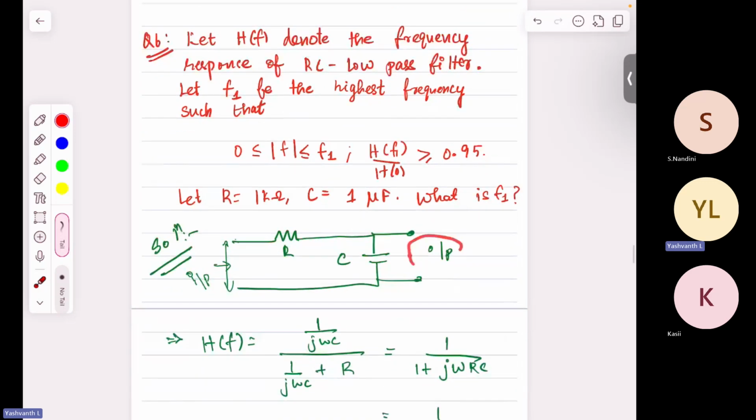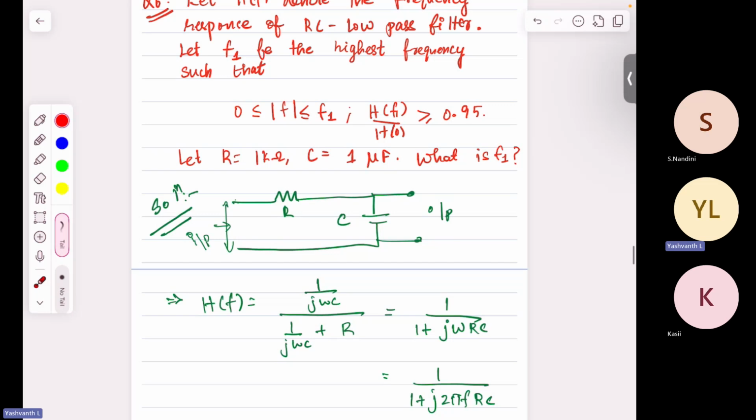Now I know what the output H of f is. When you take the output here, it is like the capacitor and R in a divider configuration. Therefore, the output is the voltage across the capacitor divided by the total. 1 by j omega C is the impedance seen through the capacitance, the reactance. Therefore, it is 1 by j omega C divided by 1 by j omega C plus R.